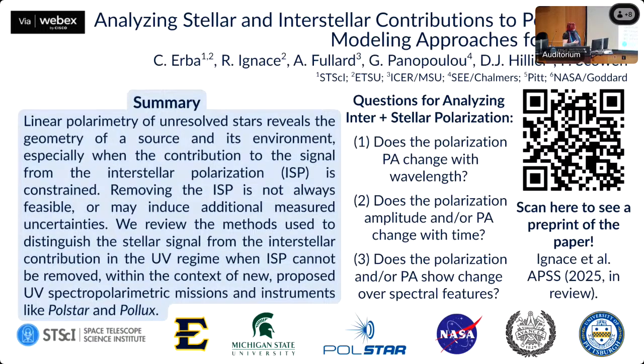So this paper is exploring different ways to distinguish the stellar signal even when the ISP can't be removed. And that is hopefully laying the groundwork for future UV spectropolarimetric missions or instruments like Polstar, which is a proposed small mission explorer, or Pollux, which, as we heard earlier, is one of the 4th channel HWO proposed instruments.